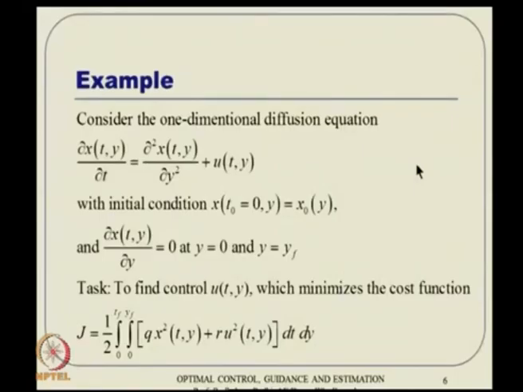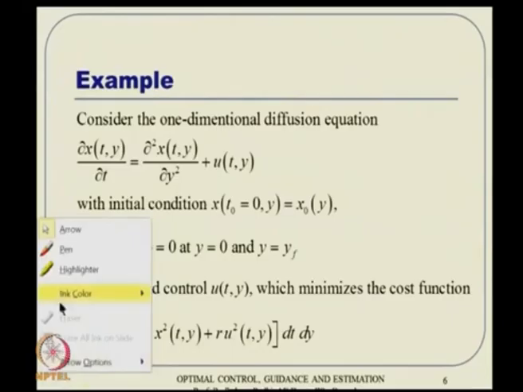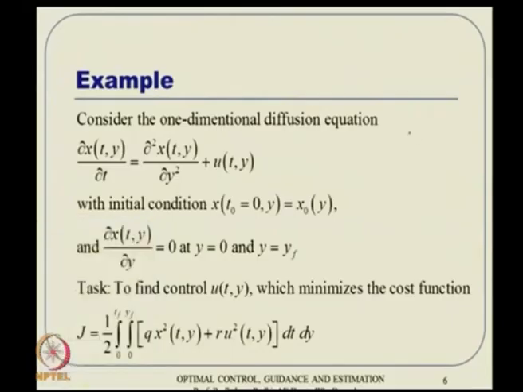So, let us talk about a simple linear PDE in this form: del x by del t is del square x by del y square plus u of t, y. This x is the state, but it is a scalar problem. x is a single state, however, it is a function of both t and y. t is the time part, how it evolves in time, and y varies from, let us say, 0 to L. So, x is there everywhere along y basically.